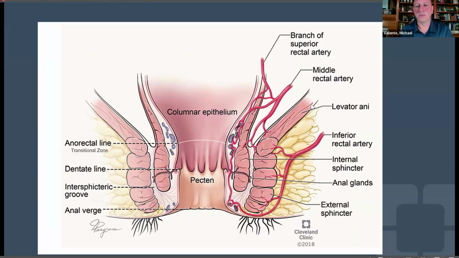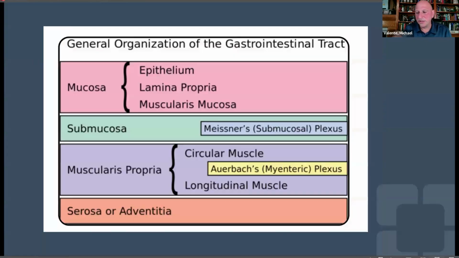Okay, so we're going to go from the gross anatomy section, do a little bit into the microanatomy or histology.